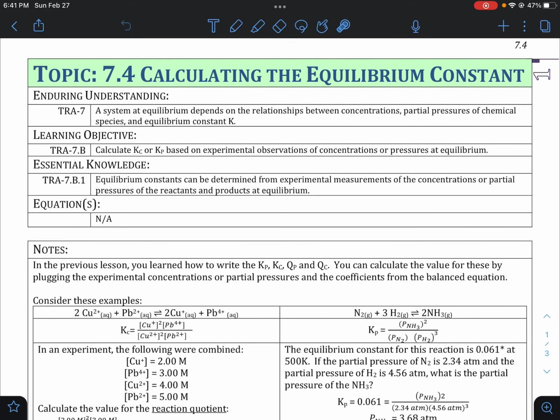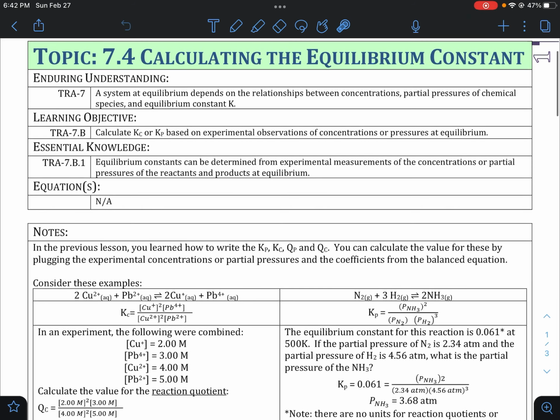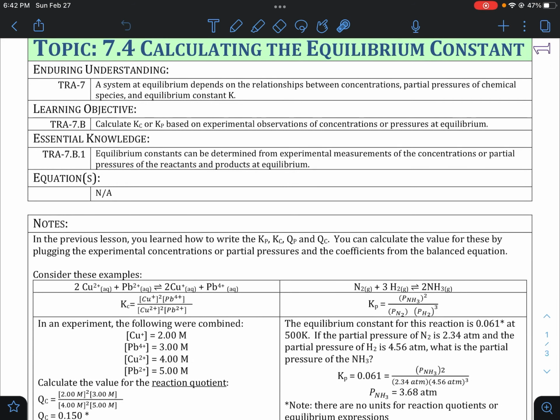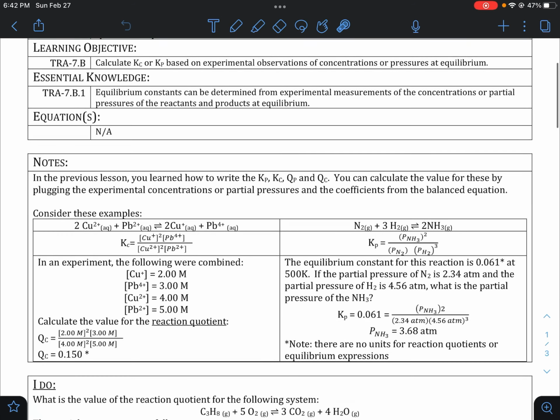The only difference between them is that Q is at any point and K is specifically when we're at equilibrium. Technically there are no equations for this one because the equations came in our last unit. But as a reminder, in order for us to calculate these, we're going to have to write them from our balanced chemical equations, paying attention to whether we're aqueous or gases. If we're gases, we're most likely going to be dealing with pressures. Aqueous, we're going to be dealing with concentrations. And if we have a solid or a liquid, that is not included in the equilibrium calculation.